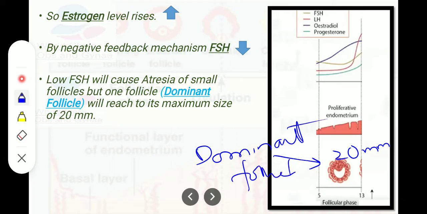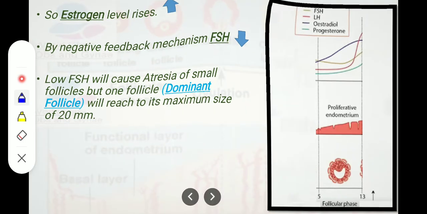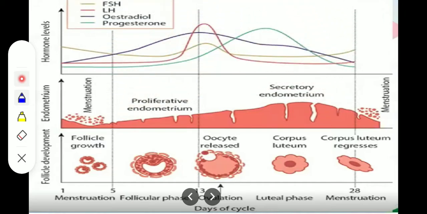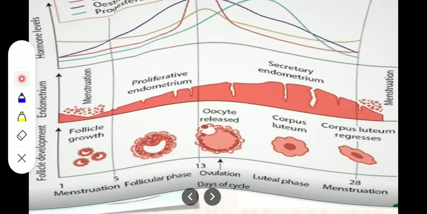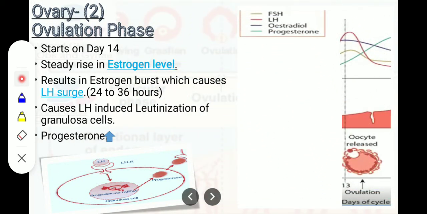So look at the complete picture. You can see the follicular phase, when the estrogen level slowly increases, FSH slowly decreases, and one dominant follicle is formed. Now coming to the second stage of the ovarian cycle, that is the ovulation phase. The ovulation phase starts at about 13 to 14 days, you can see.